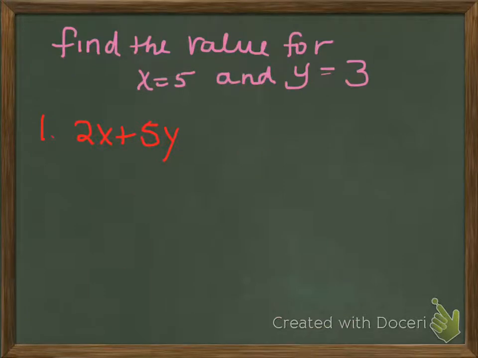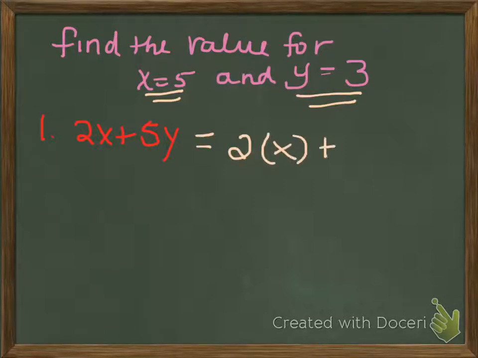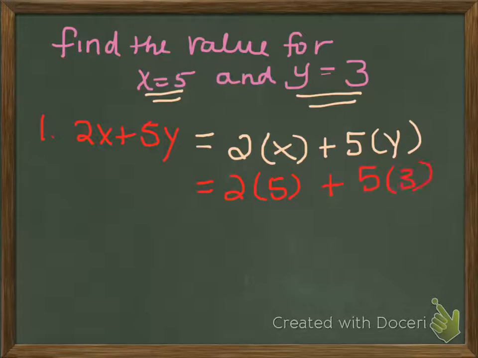In the next example, we have two different variables. And in the directions it says find the value for x is equal to 5 and y is equal to 3. So I'm going to rewrite it so that you can see that it's 2 times x plus 5 times y. Now I'm going to substitute. Instead of x, I'm going to write 5, and instead of y, I'm going to write the value of 3. So I have 2 times 5 plus 5 times 3.